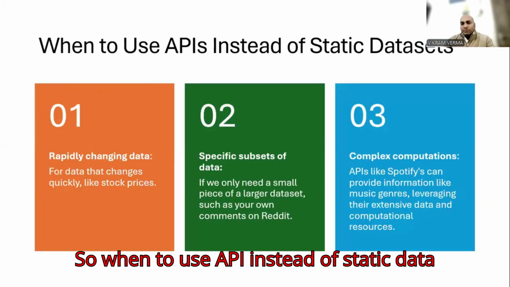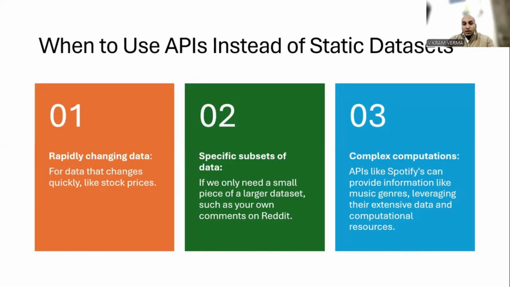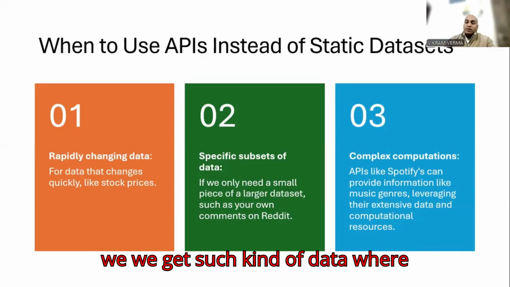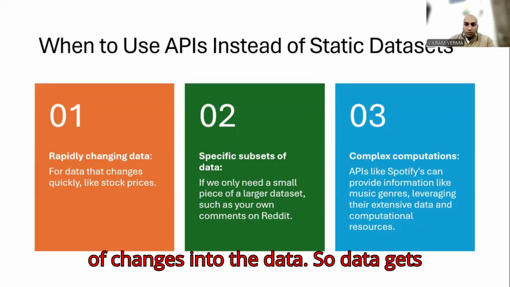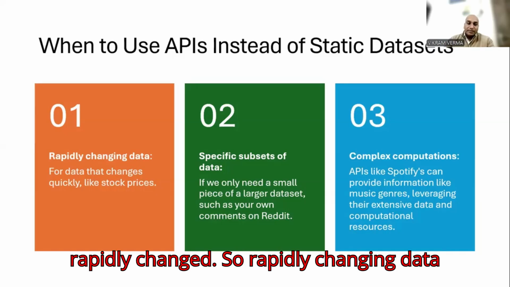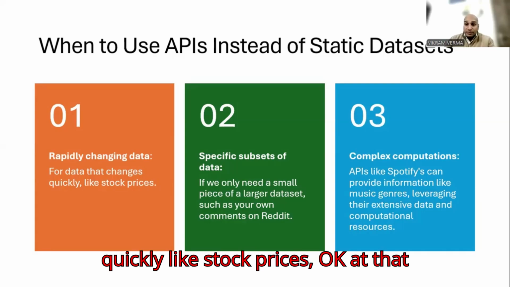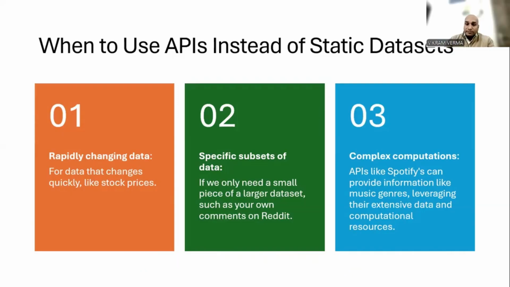So when to use an API instead of static data? That can be a good question. See, when we get static data, of course, we get the kind of data where we are not going to get any changes. But when data gets rapidly changed, rapidly changing data is there. So for data that changes quickly, like stock prices, at that time static data is not required.